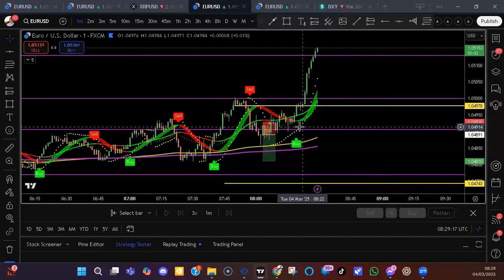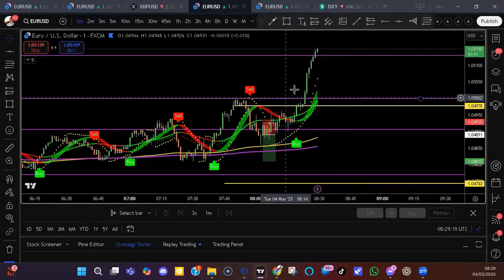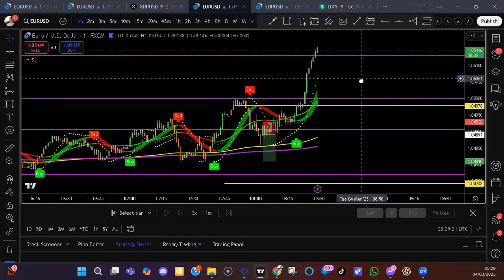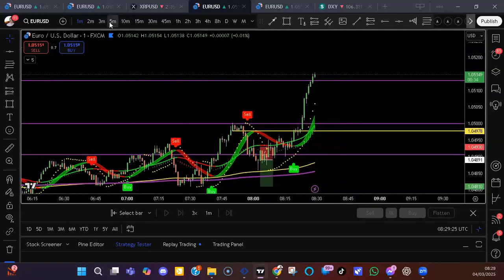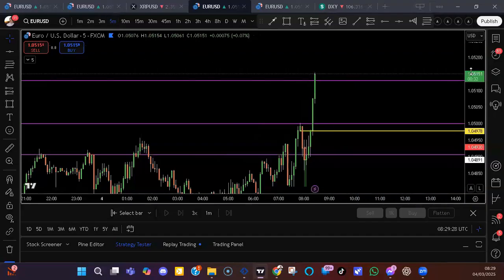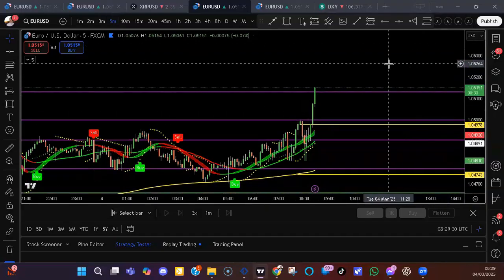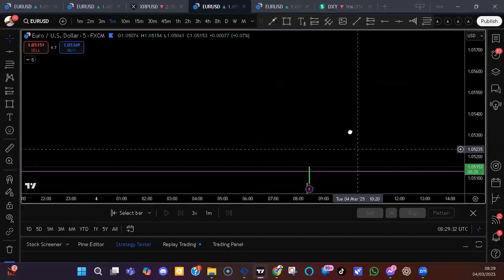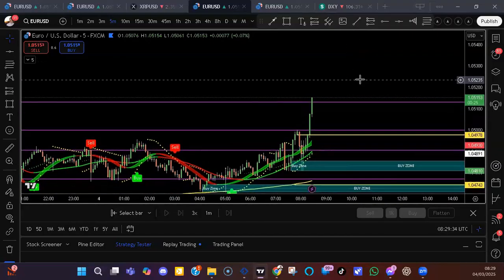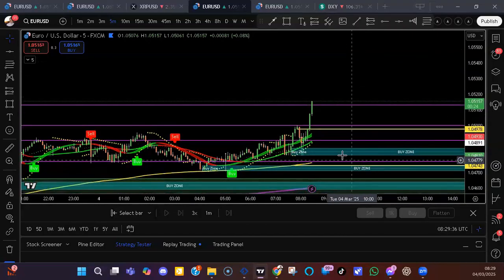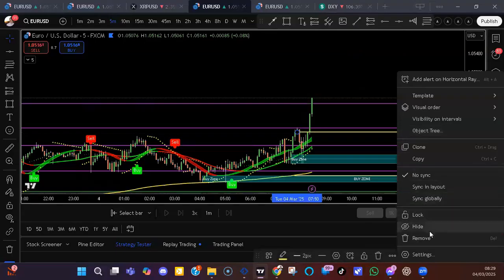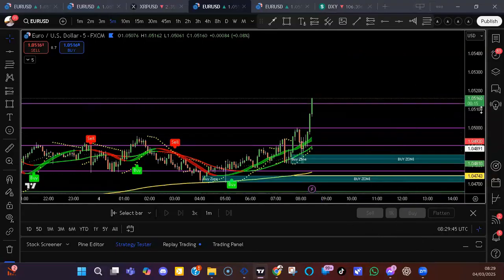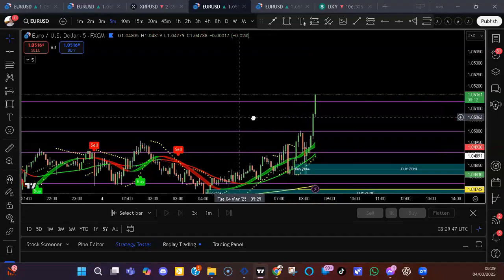It's got the green light to weaken the dollar. That's why the euro is getting stronger. And now we are trending upwards. Let's have a look. We haven't got any zones. There's no sell zones at all. So look at that. I'll take that away now. Remove that sell zone so as not to confuse.